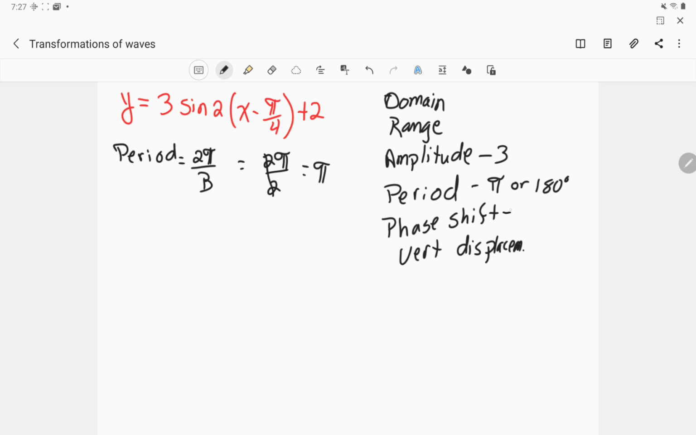The phase shift is pi over 4, and because it's minus, it's going to be pi over 4 to the right. Pi over 4, if you're thinking in degrees, is 45 degrees.